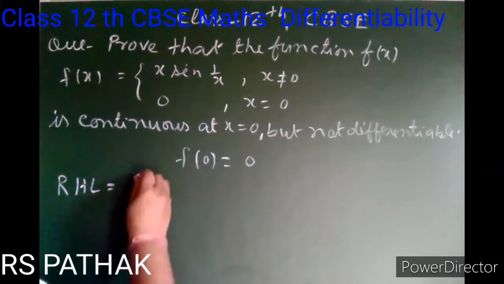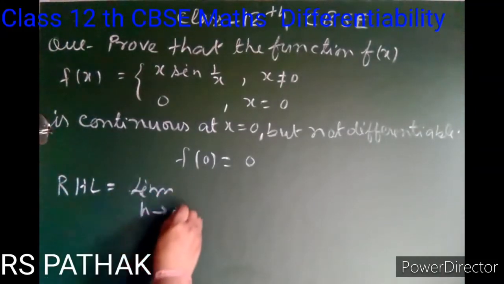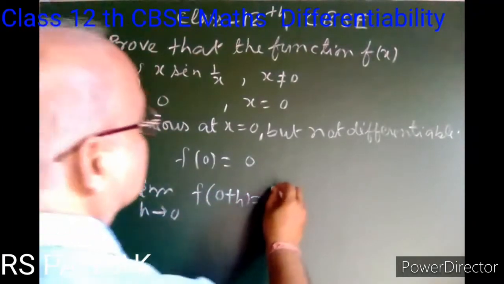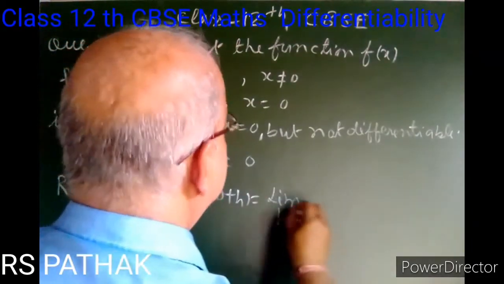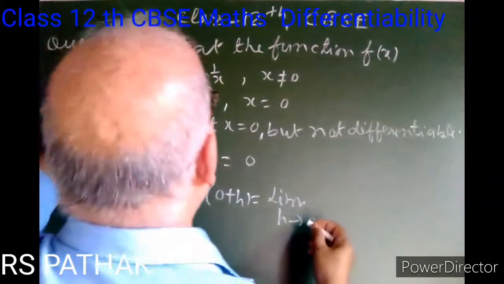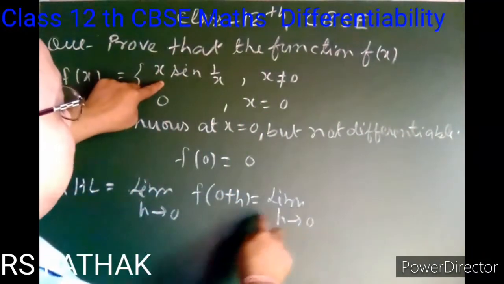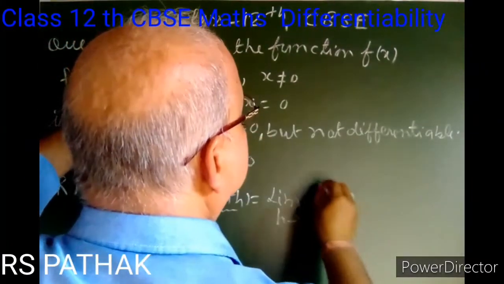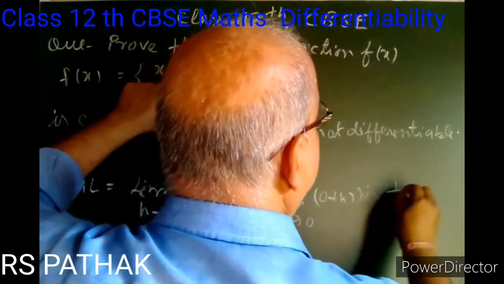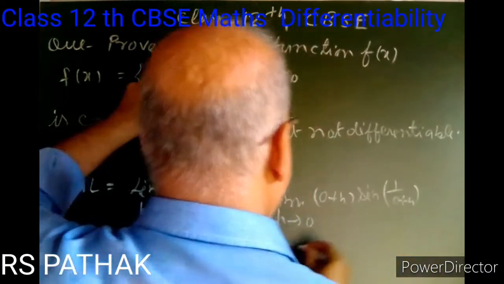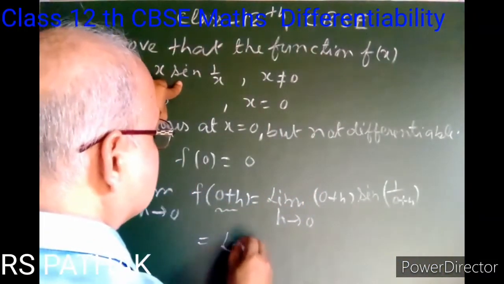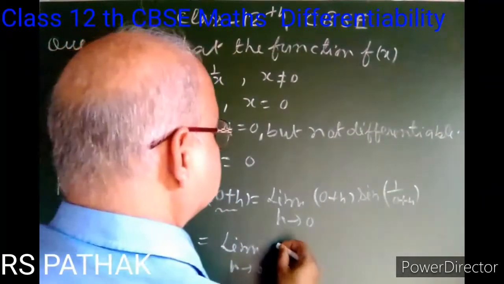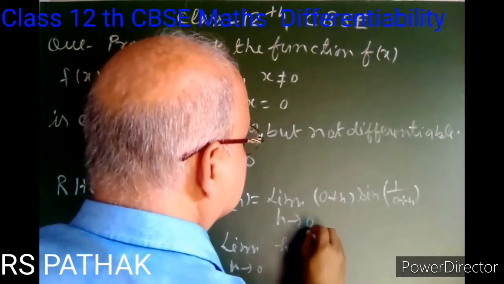Limit h tends to 0, f(0 + h). In place of x, you will put 0 + h, then (0 + h) sin 1 upon (0 + h). That is, limit h tends to 0 of h sin(1/h).